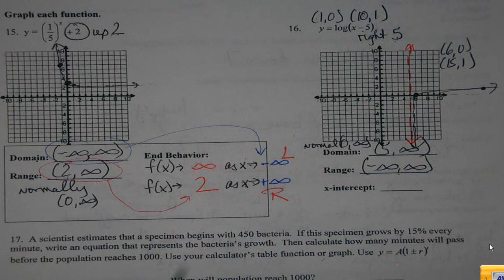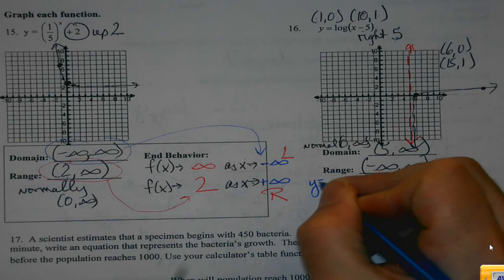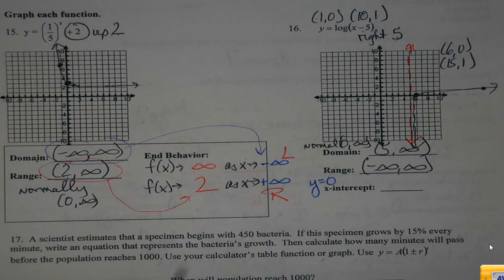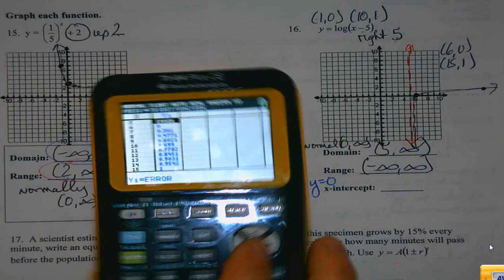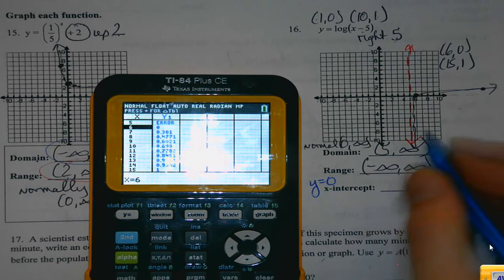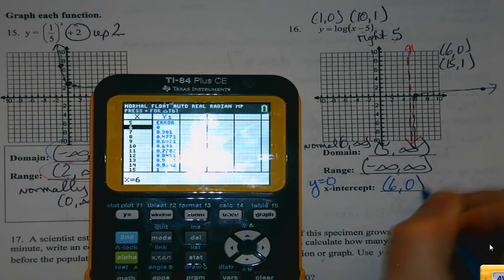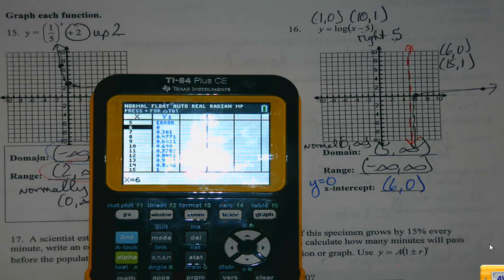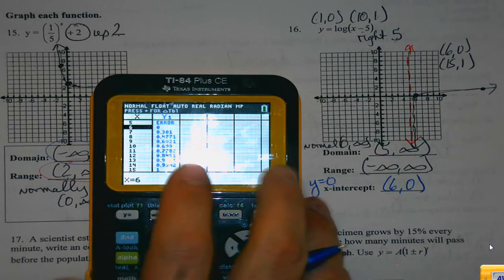So then my last piece of this is my x-intercept. My x-intercept occurs when y equals 0. Now, if I'm fortunate enough that when I scroll through, I see y equals 0. Oh, good. Okay, it was a whole number. I'll just do (6, 0). Okay? But what if it isn't? And that could be a possibility tomorrow.